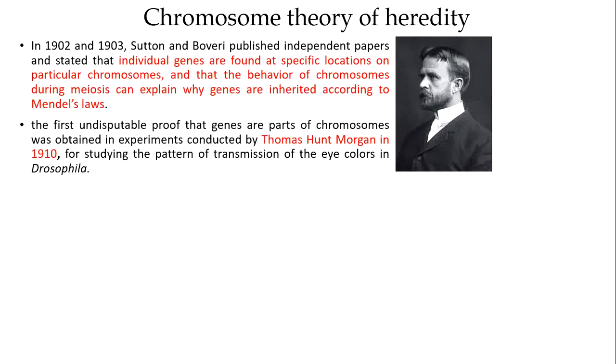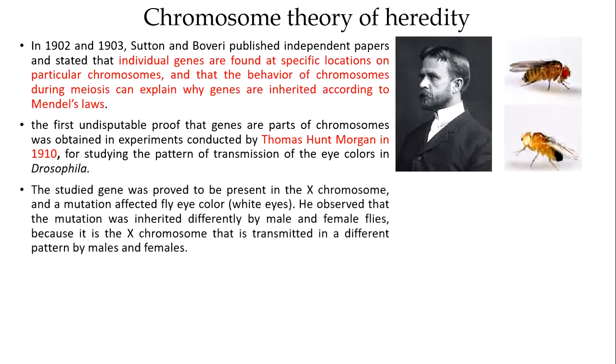The first indisputable proof that genes are parts of chromosomes was obtained in experiments conducted by Thomas Hunt Morgan in 1910, for studying the pattern of transmission of the eye colors in Drosophila. The studied gene was proved to be present in the X chromosome, and a mutation affected fly eye color, resulting in formation of white eyes. He observed that the mutation was inherited differently by male and female flies, because it is the X chromosome that is transmitted in a different pattern by males and females.